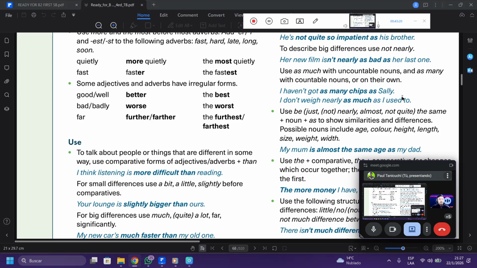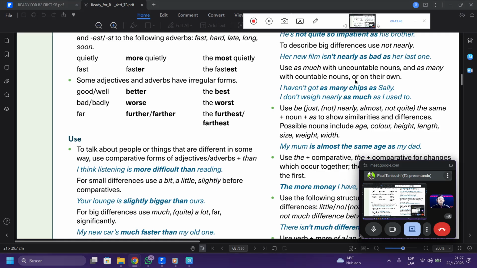Remember that we have to use not nearly, and then as, the adjective, and as one more time. A bus isn't quite as proper as a car. Okay. Or maybe you can say my father isn't nearly as patient as my mother. You see? Like that. Well, okay.